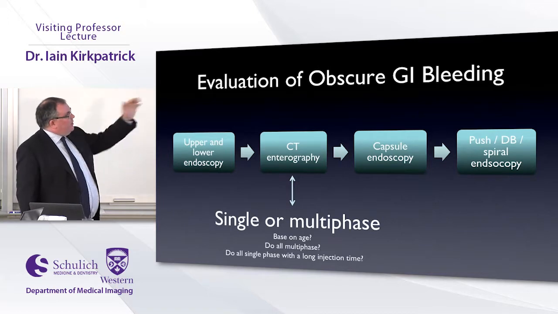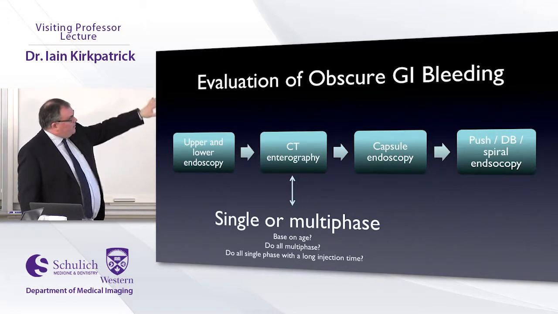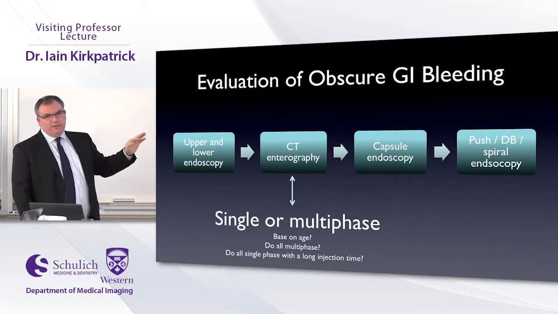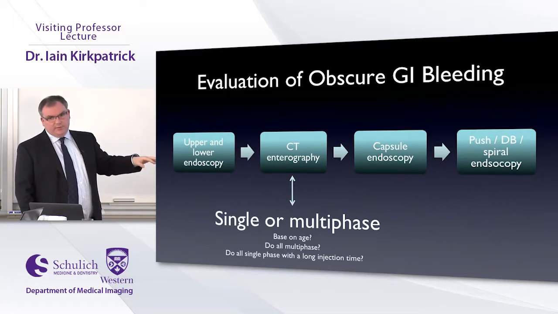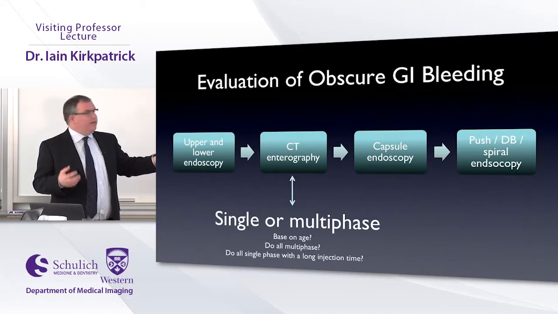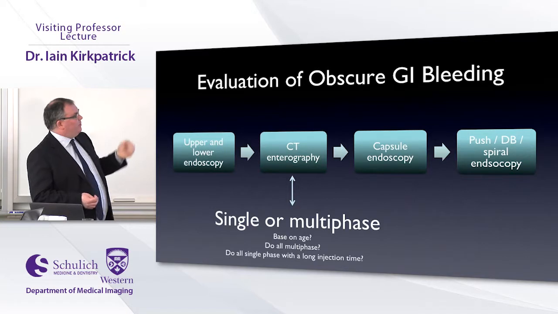So for the evaluation of obscure GI bleeding, this is our current workflow. They get the endoscopy, they get CT enterography. Now that might find the cause. If it doesn't, you've at least screened for anything that might cause a complication with capsule endoscopy, because you want to make sure there's no stricture present. You don't want the capsule to get stuck or to perforate. And then you may even proceed to push or spiral endoscopy.